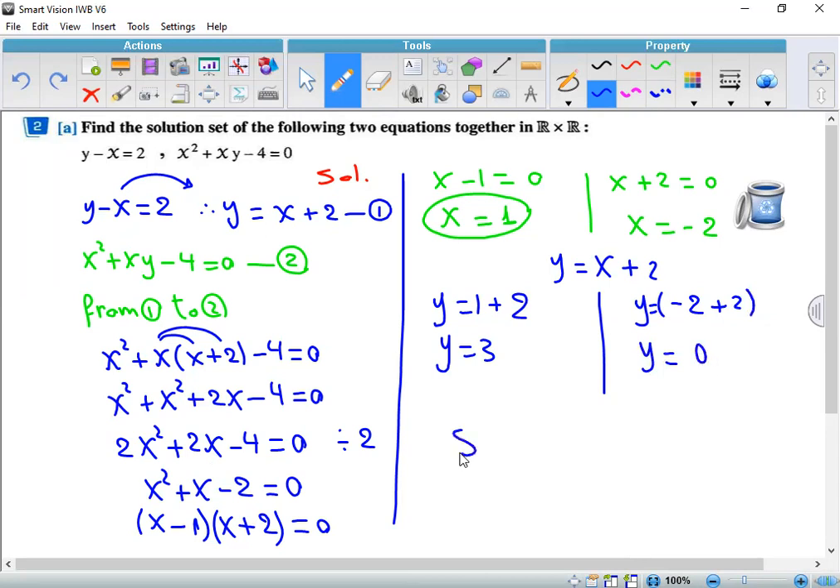The solution set equals the ordered pairs, starting with x equals 1, y equals 3, and x equals negative 2, y equals 0. This is the solution set of the two equations. Now we are going to make this number B.